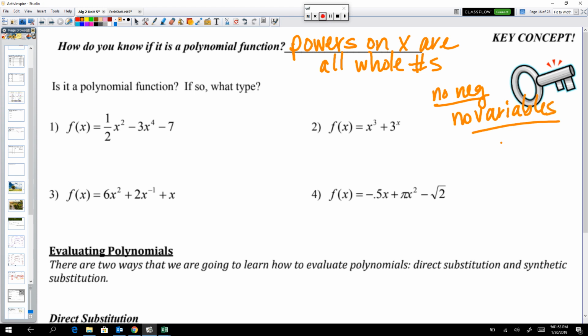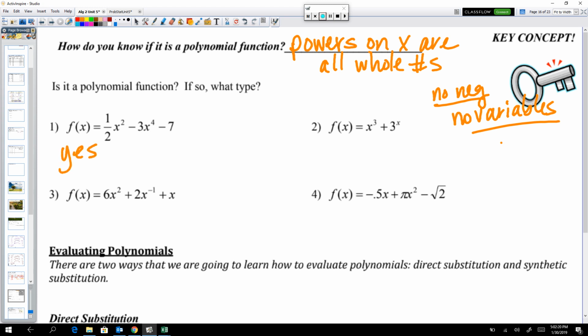Right? So if I look at number 1, example number 1, is this a polynomial function? Is it a polynomial? I have a power of 2, that's fine. Power of 4, that's fine. And I actually have a power of 0 with this constant here. It's actually pretending like it's times x to the 0 power, which is 1. So those are all nice whole numbers, 2, 4, 0, those are all good. So this one can be declared a polynomial. So yes, this is a polynomial.